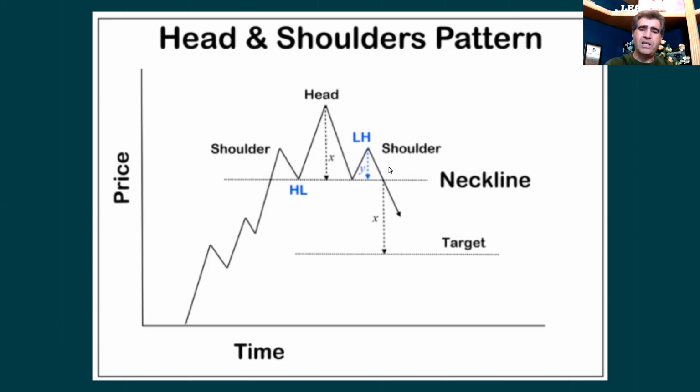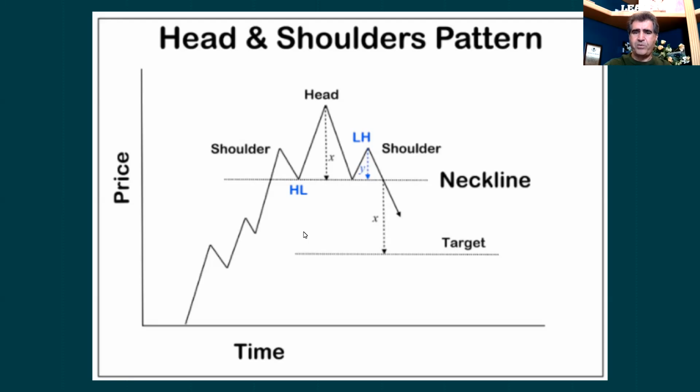On the right side of the shoulder, I want to see lower volume. The volume usually has to dry up, and then we have a big volume on the downside. And usually the length of the travel, or the price movement, is from the head to the neck, and that's what your target will be.